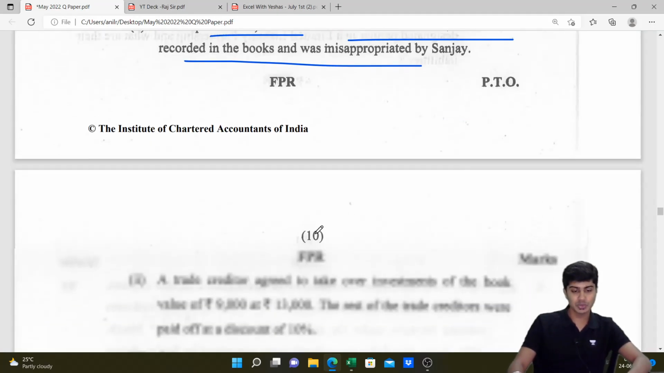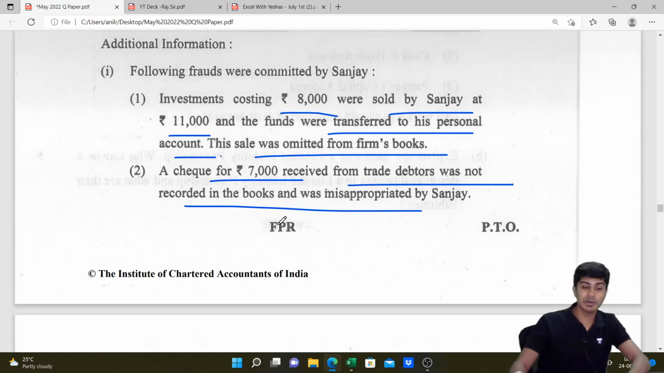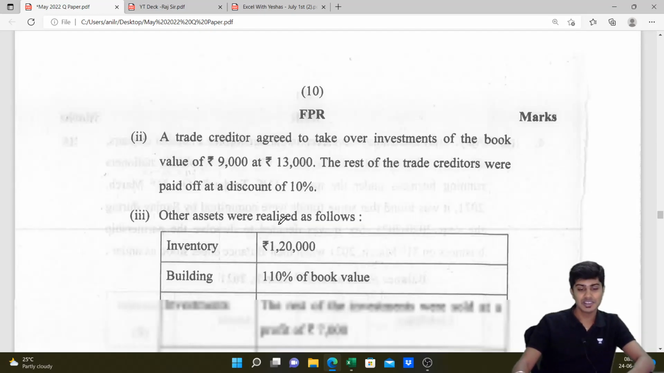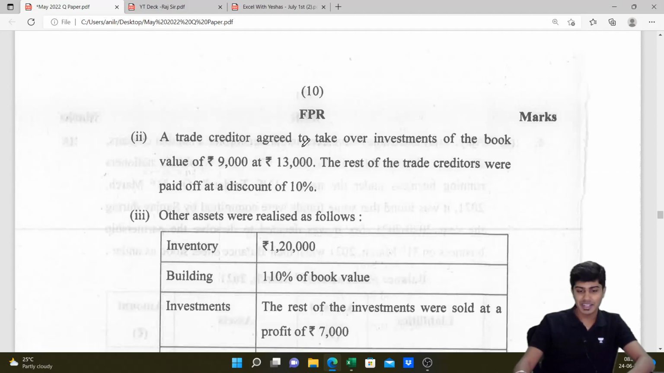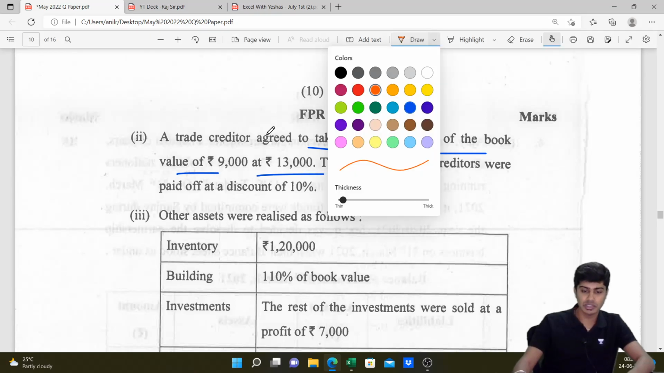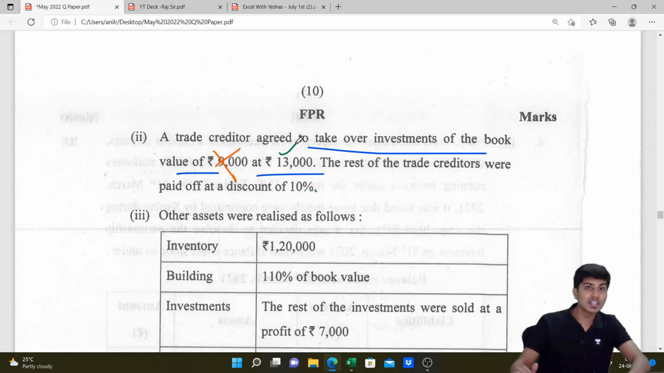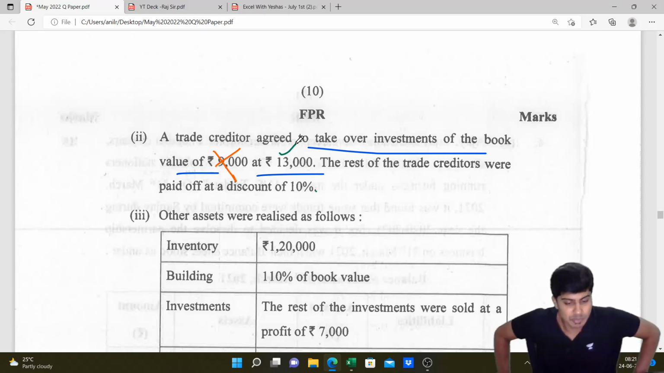Going on, great, two adjustments done. Those two are sub adjustments of Sanjay's frauds. Now I have the second main adjustment. A trade creditor agreed to take investments of book value of rupees 9,000 at 13,000. What you need to remember is, don't worry about this 9,000. Don't try to compute profit or loss on sale or adjustment or anything. Only think about 13,000. So 13,000 is the value of liability decreasing, trade creditors, and that is the extent to which our investments will also decrease.